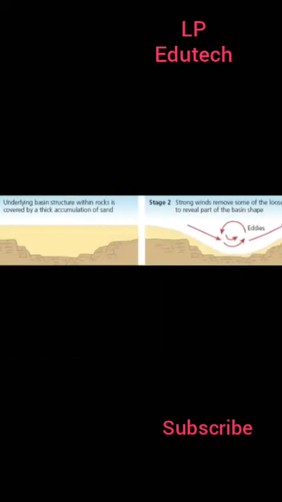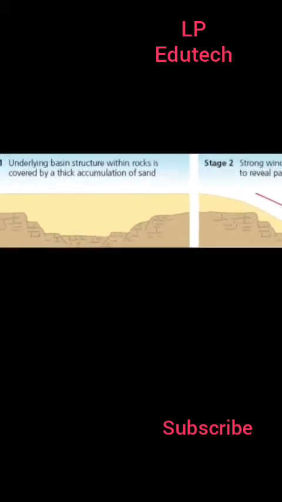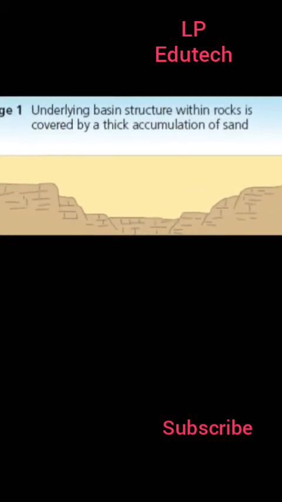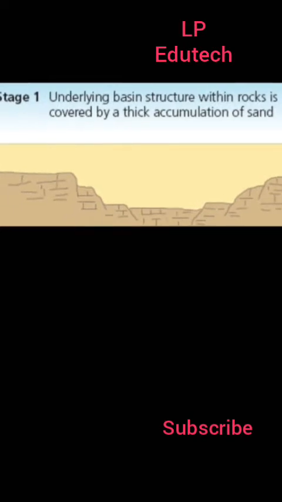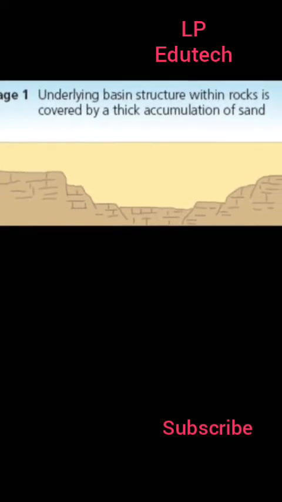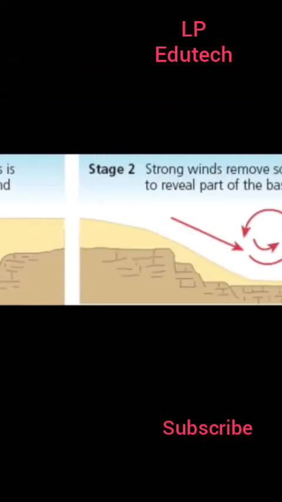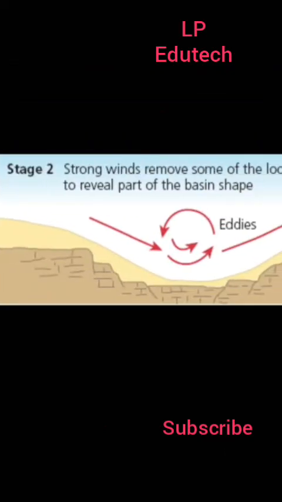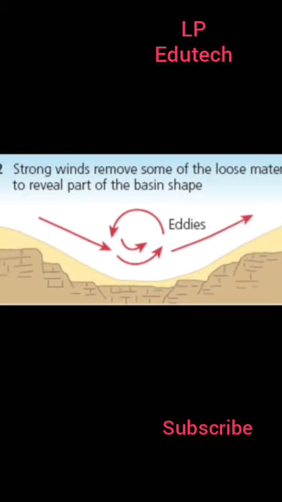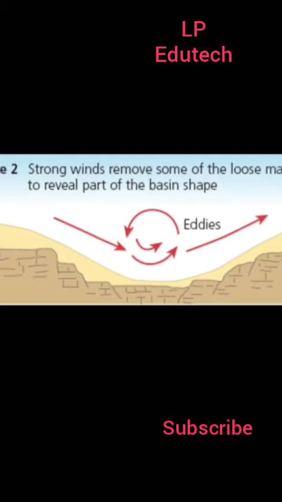Now the next one is deflation hollows. Now you can see the work of deflation hollows. It is continuous. The underlying basin structure within the rock is covered by a thick accumulation of sand. This is stage number 1, and in stage number 2 the strong wind removes some of the loose material to reveal part of the basin shape. It takes it away, transports it and deposits it elsewhere, forming other landforms. Let us see.